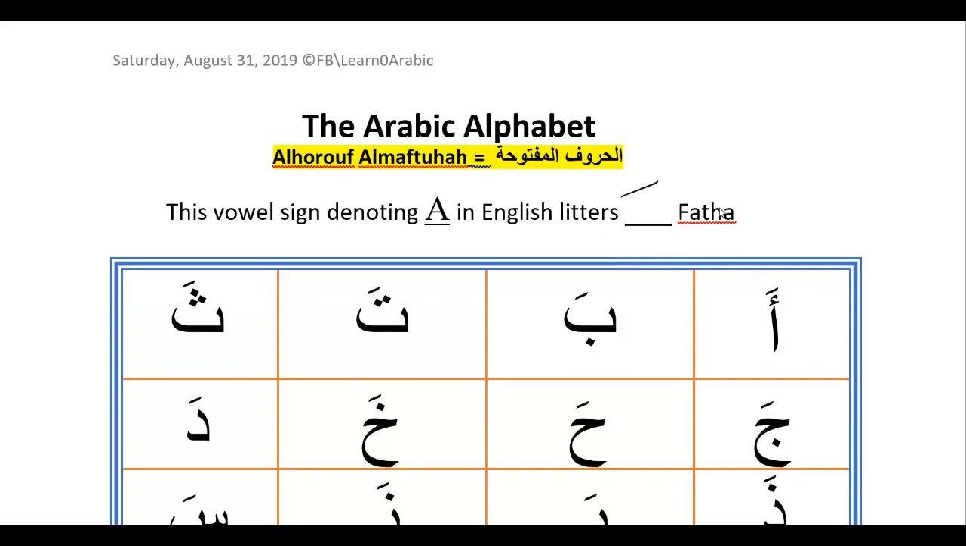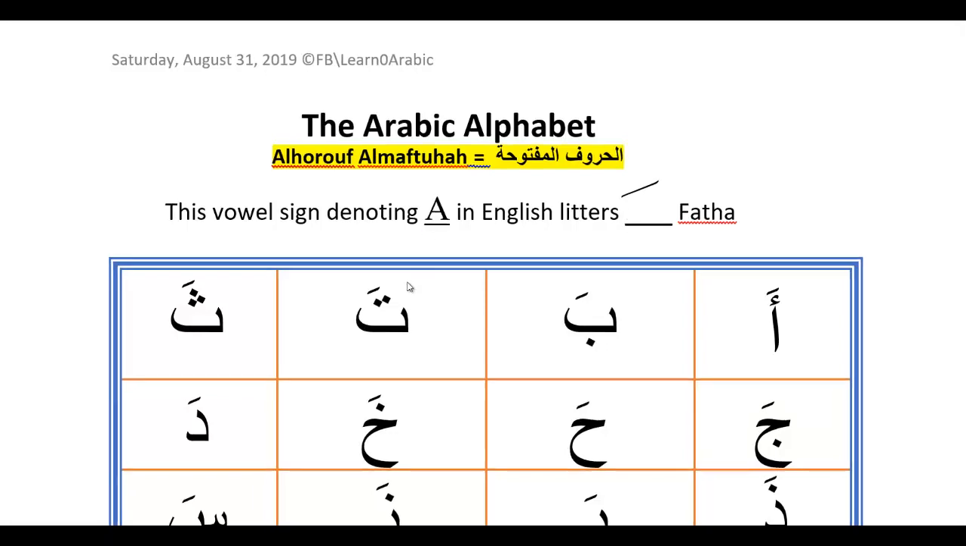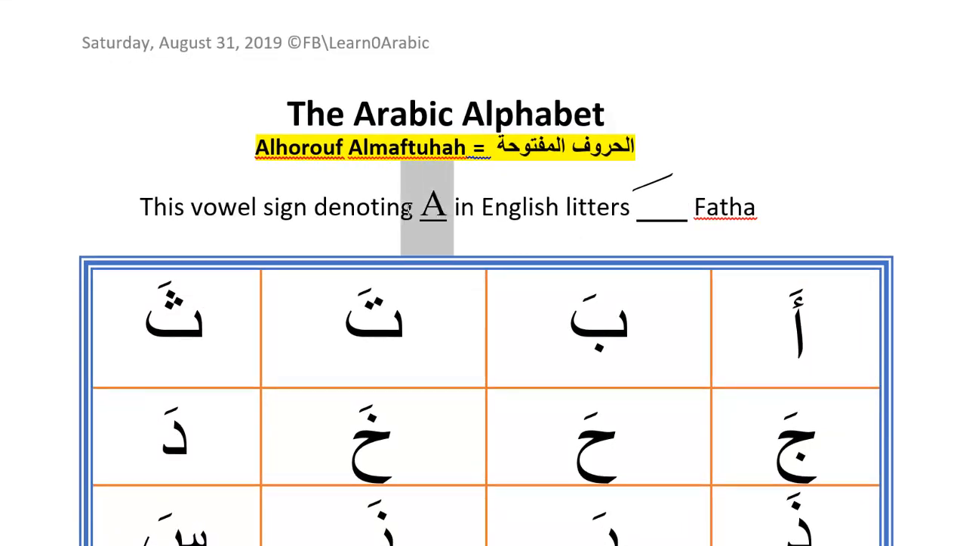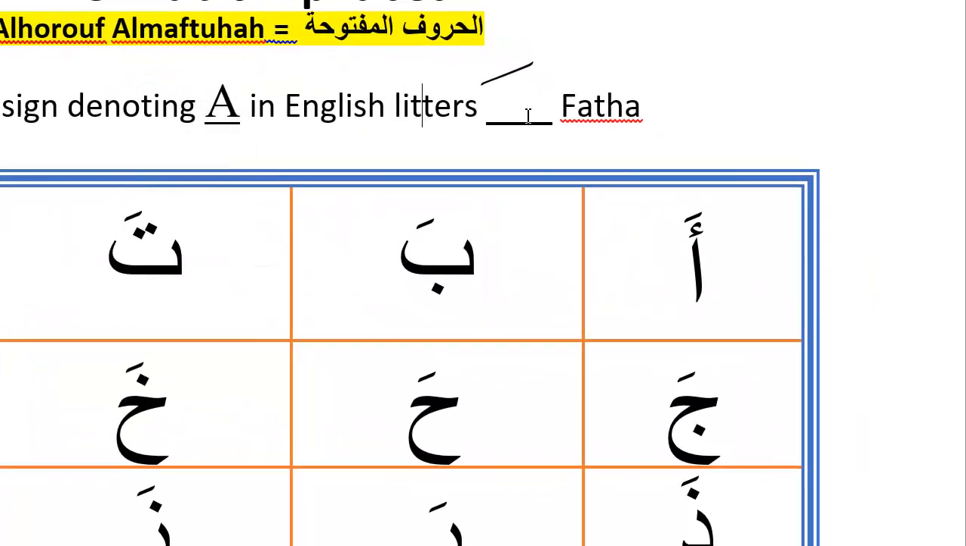include Fatha, or vowels. Vowels, you know, come with all forms, or you can call them signs. The sign in Fatha, this Fatha, is equal to, or denotes, a in English. Okay, here we have it in English letters, and it looks like this, as you see here.